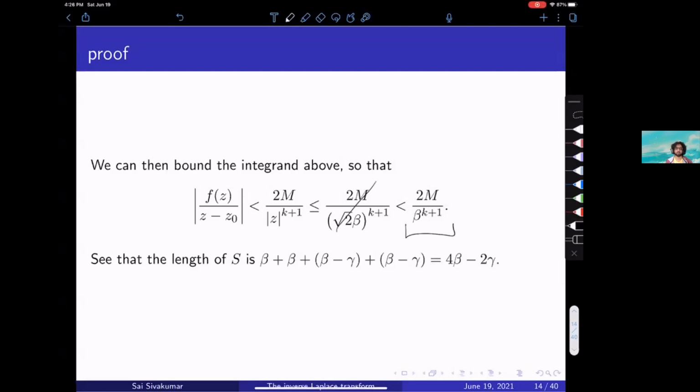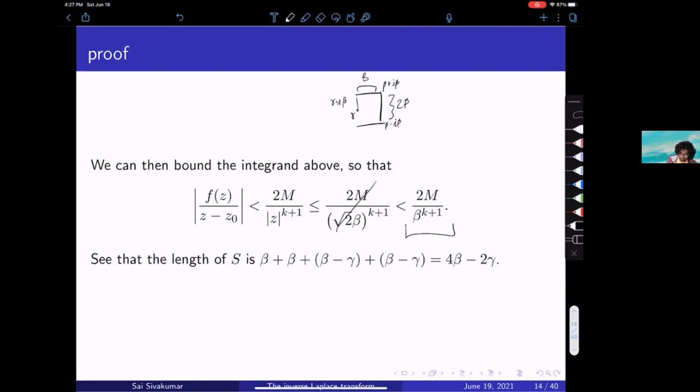For the estimation, we also need the length of the contour. And so the length of the contour is, let's draw it above again. So this is gamma, and this is beta. Right, I think I made this beta plus i beta. Same thing here, beta minus i beta. Yeah, you get the point. So this is going to be beta. This is going to be 2 beta.